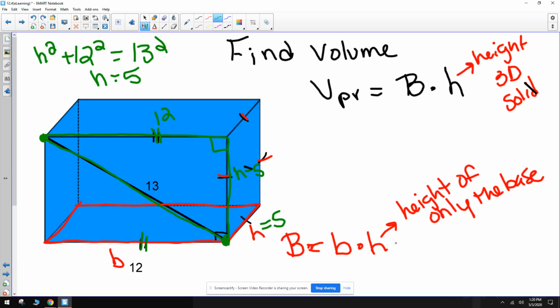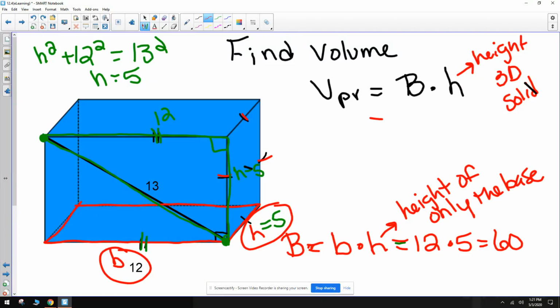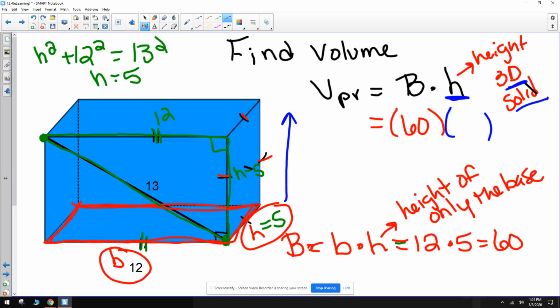So when I do this, I'm going to take my base, 12, times the height of my base only, which is 5, and I get 60. So right here, the area of the base is 60. Then I need to multiply by the height of the 3D solid only. If this is my base, then my height goes up from there. So I need this distance here, which I had already found, which is 5.